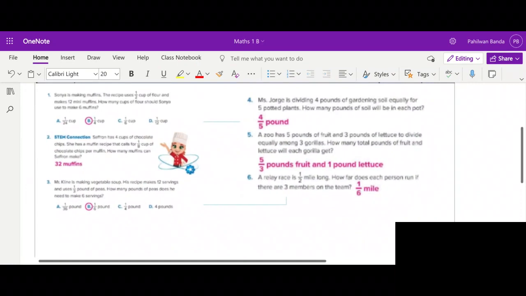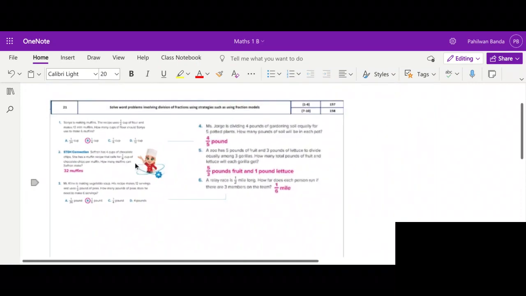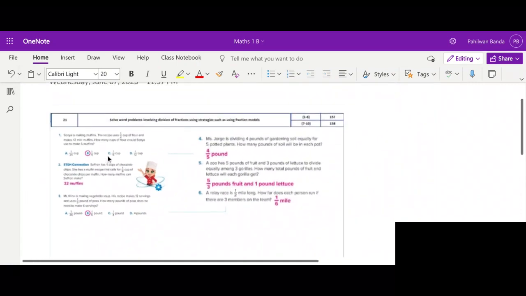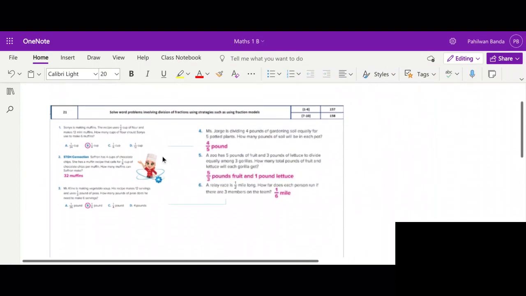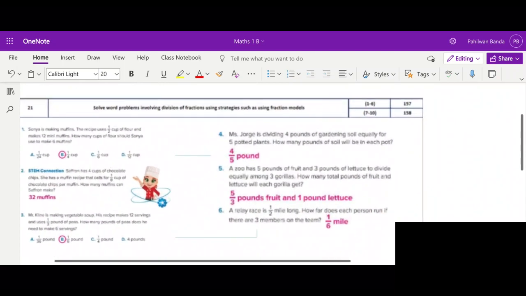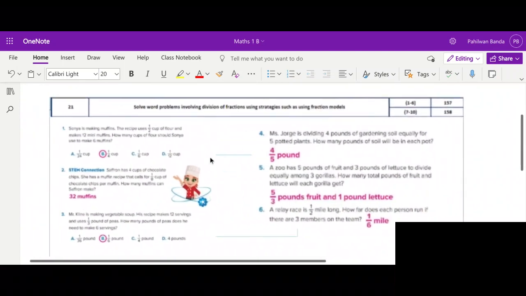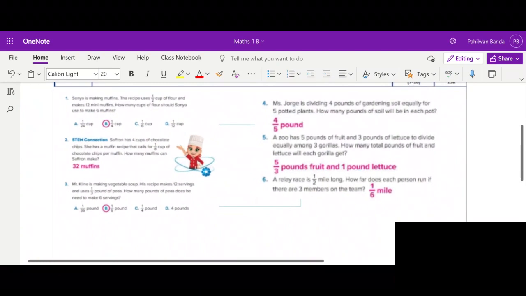Now I divided this writing part into 4 pages, so I'll explain it to you one by one. This is the first page of the writing part. I'm just making it a little big, zooming it. Now the first question.